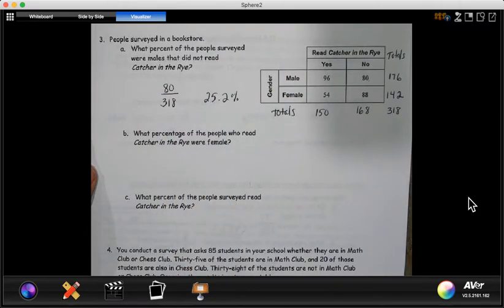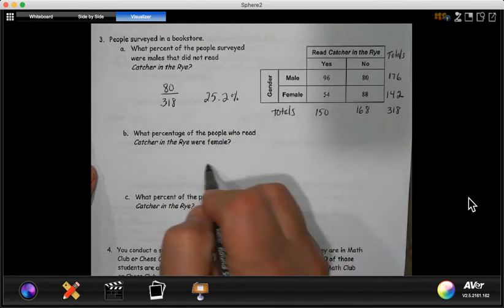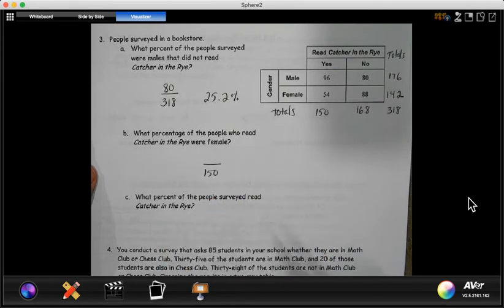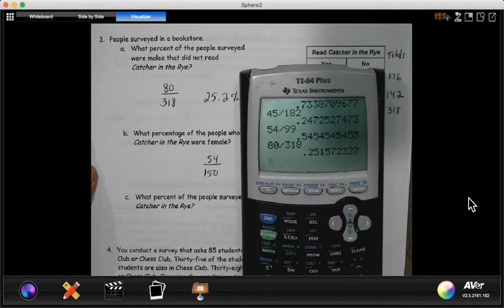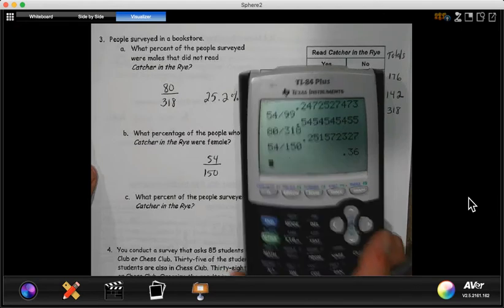What percentage of the people who read The Catcher in the Rye were female? So only look at the readers. There's 150 readers. And female was 54. So about a third. 54 out of 150, 36%.